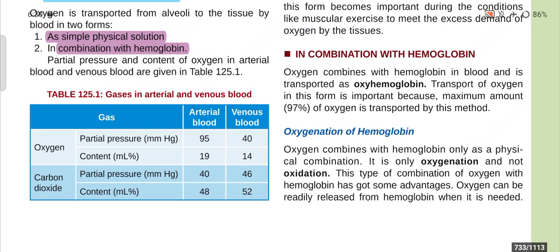Now, the partial pressure and content of oxygen in arterial blood and venous blood are given in the table. For oxygen, the partial pressure in arterial blood is 95 and in venous blood it is 40, and the content is 19% in arterial blood and 14% in venous blood. For carbon dioxide, the partial pressure is 40 in arterial blood and 45 to 46 in venous blood. The content of carbon dioxide is 48 ml percent in arterial blood and 52 ml percent in venous blood.